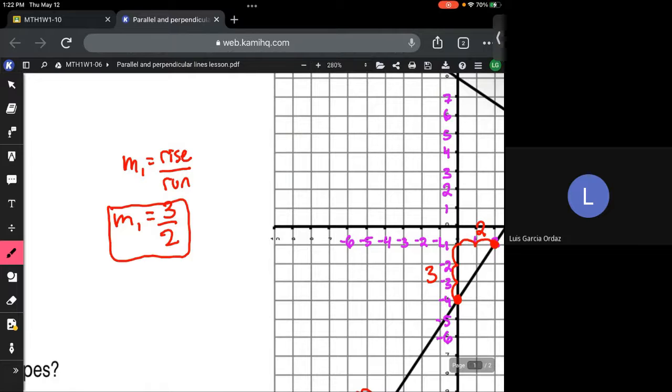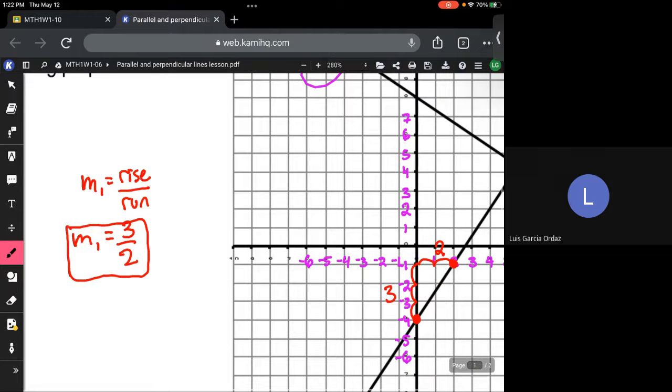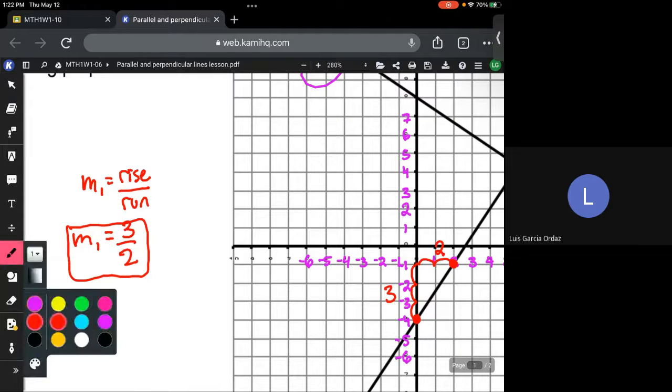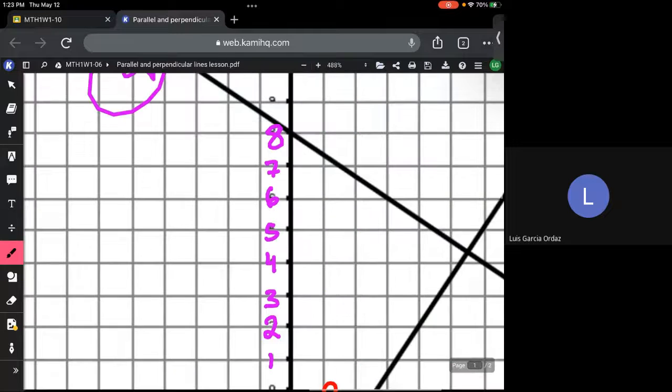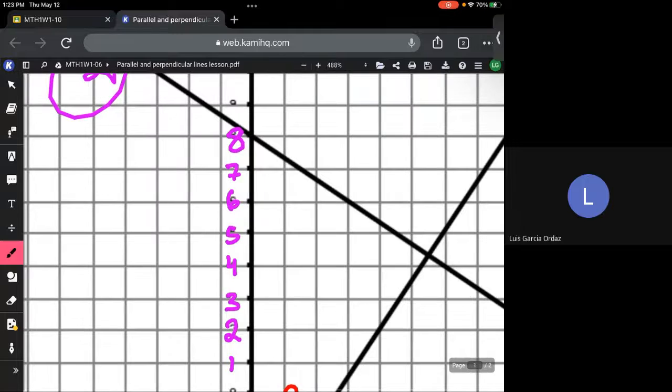Now I have to determine what the slope of line number 2 is, which is the purple line going down. Is my slope going to be positive or negative? Negative. So slope 2 is equal to rise over run. What 2 points can I use to find the slope of the second line? Sienna? And what else?